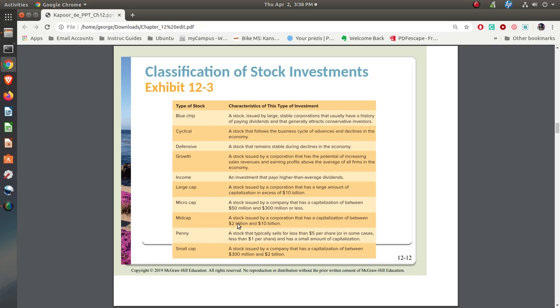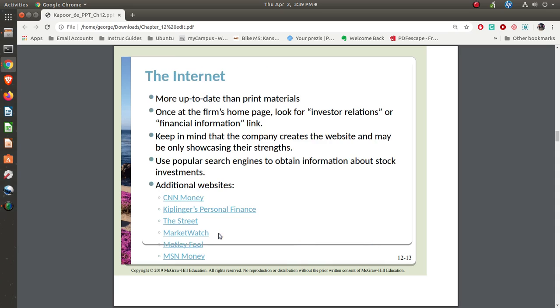Mid cap, between $2 and $10 billion. Small cap, between $300 million and $2 billion. And then micro cap, $50 to $300 million. Then you have penny stocks. Now, penny stocks doesn't mean that they trade for pennies, okay? What it means is it's just a few dollars, and there's a real possibility that you'll lose your money because the company may very well go belly up.